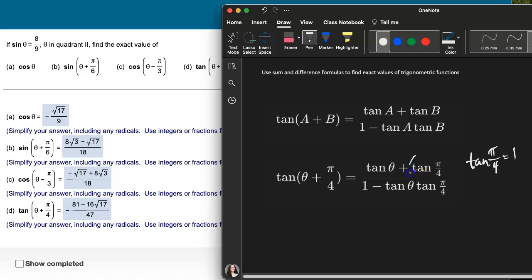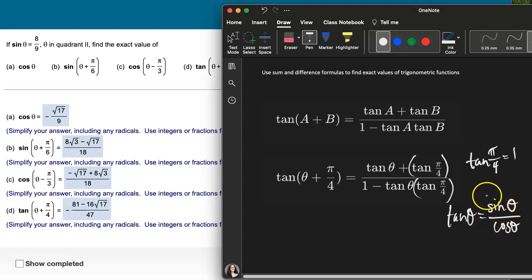So we could at least make that substitution here and here, but we're left still not knowing yet what tangent of theta is. But if we return back to our original problem, we are given some information that we could use to find it, and that is that the sine of theta is 8 over 9, and that theta is in quadrant 2. So tangent of any angle is defined as sine over cosine of that angle.